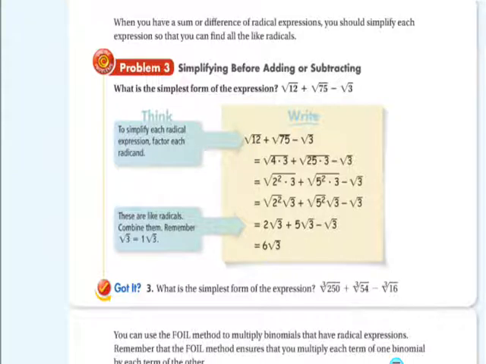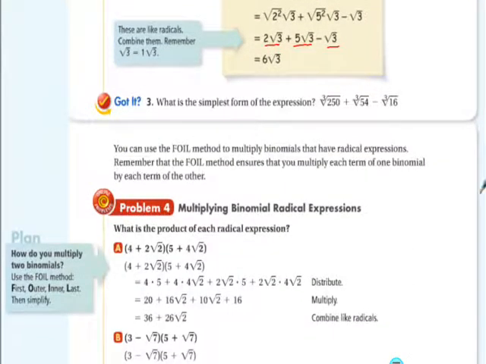So when we have a sum or difference of radical expressions, we should simplify the expressions so that we can find all the like radicals. Our instinct might tell us right away, well, we can't do this one because the radicals aren't the same. They aren't like radicals. But we might be able to simplify each radical and then combine the ones that are the same. So square root of 12 simplifies to 2 square root of 3. Square root of 75 simplifies to 5 square root of 3. And this is a square root of 3. So it turns out, even though these don't look the same at the beginning, we can simplify them.